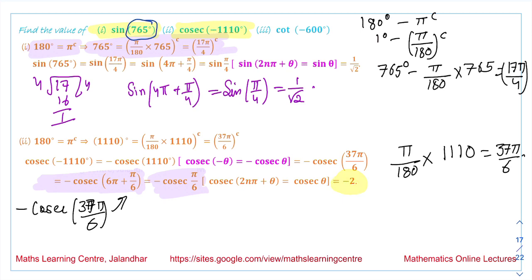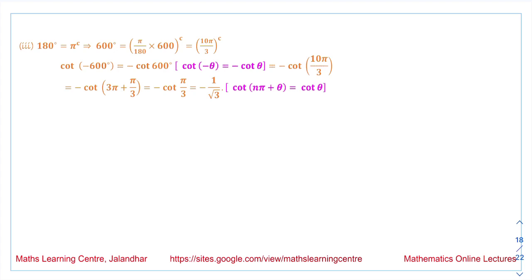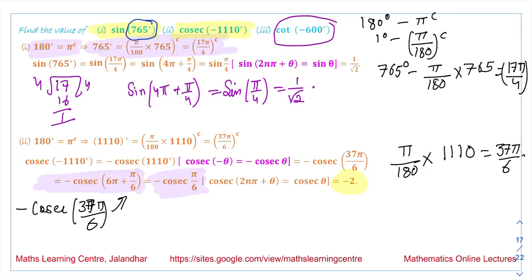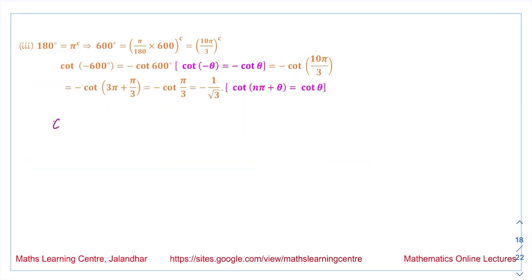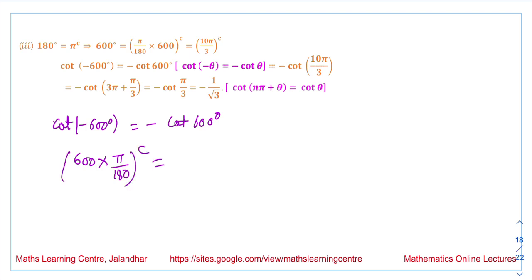Now the last part we have is cot of minus 600 degrees. Cot of minus 600 degrees will be equal to minus cot of 600 degrees. If we convert 600 degrees to radians, we multiply it by pi by 180 radians. The answer we obtain is 10 pi by 3, which is equal to 3 pi plus pi by 3. So this will be equal to minus cot of 3 pi plus pi by 3.